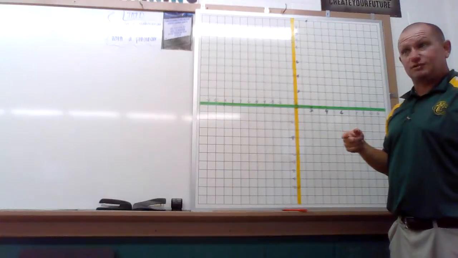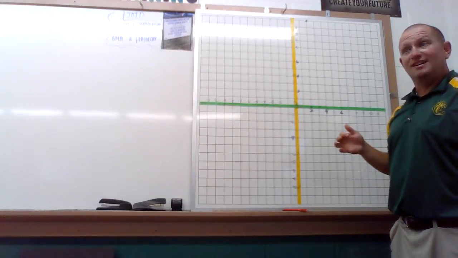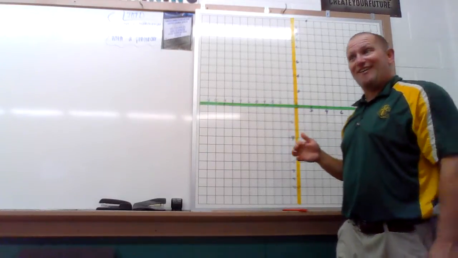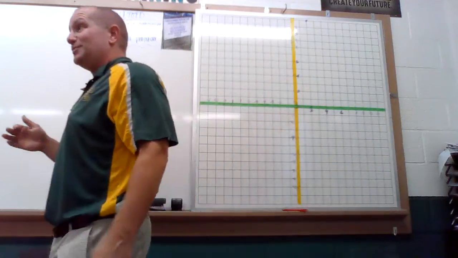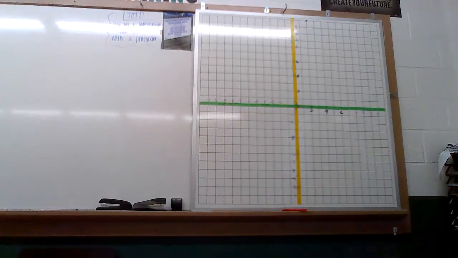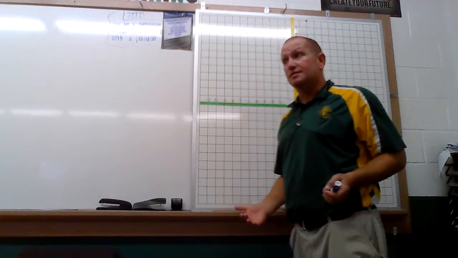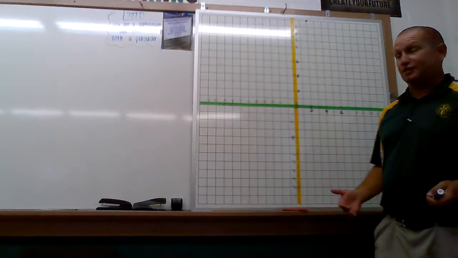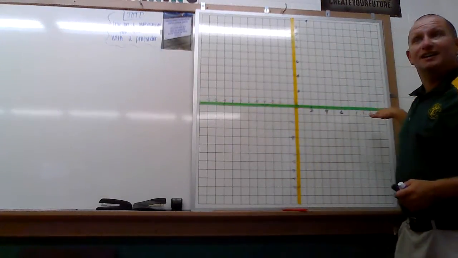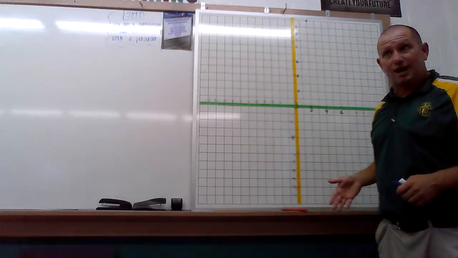X and Y. X and Y what? What else besides the X and Y? X blank or Y blank? Axis. Axis, exactly right. Okay? So which one's which? The green one is the X and the yellow one is the Y.